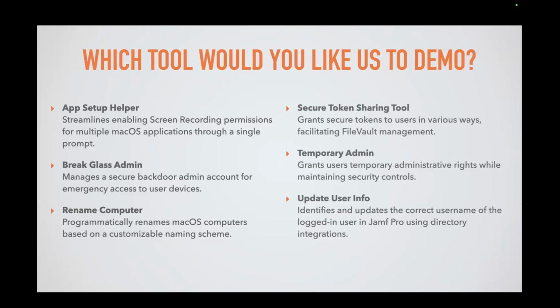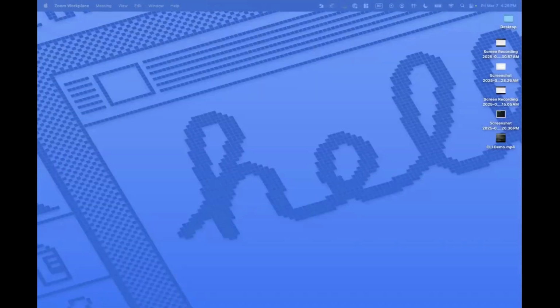We are at 82%, which I think is pretty good. So go ahead and close that poll, Caleb, and if you can let us know which tool was the highest voted. Yeah, it looks like the App Setup Helper with 26% of the vote, and then Temporary Admin at 22% of the vote. Number 1 and number 2. All right. Patrick, can you go ahead and share your screen and bring up App Setup Helper when you're ready?